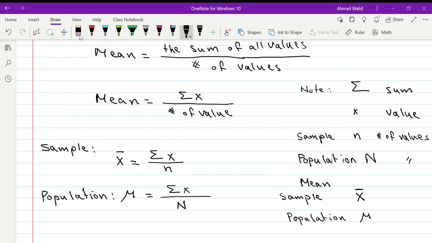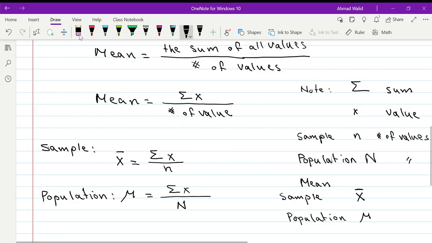Why do we use two notations? Because when we present our results to someone, if you use x bar, for example, if I give you a problem and you write x bar equals, immediately I know you are talking about the mean of a sample. And if I see mu equals, I will say, oh, he or she is talking about the mean of a population, right?